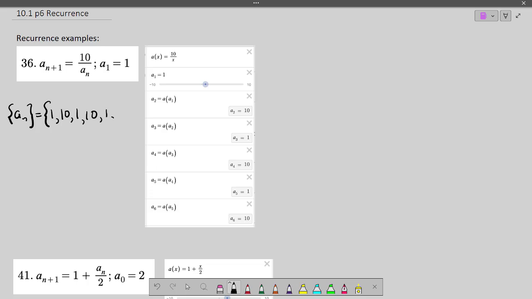And so we can see that this sequence is just bouncing back and forth between 10 and 1. 1, 10, 1, 10, 1, 10. So that tells us that the limit of this sequence is what?